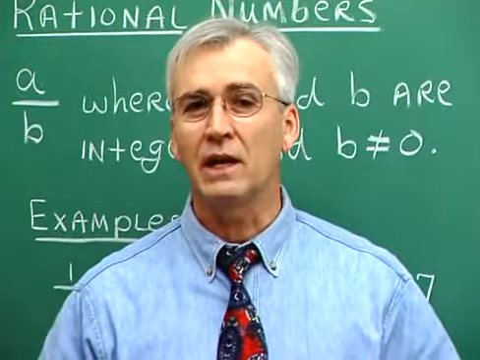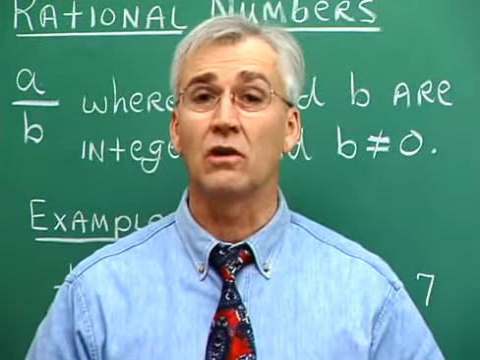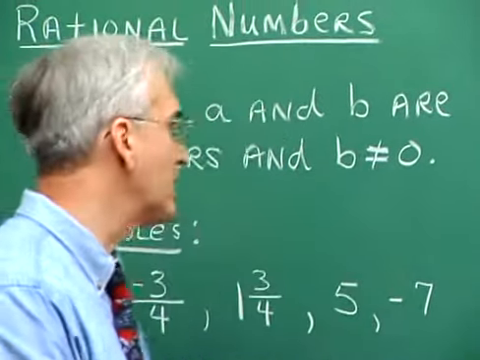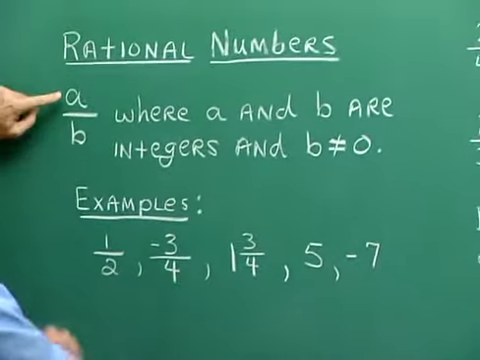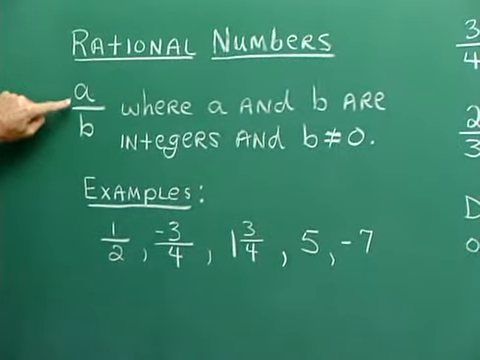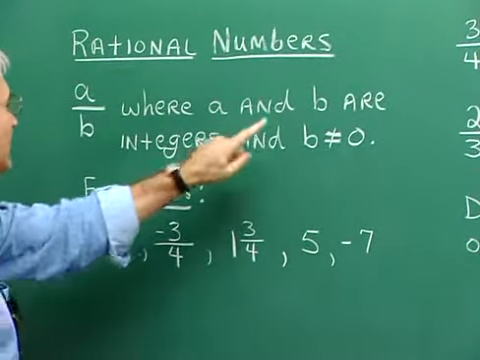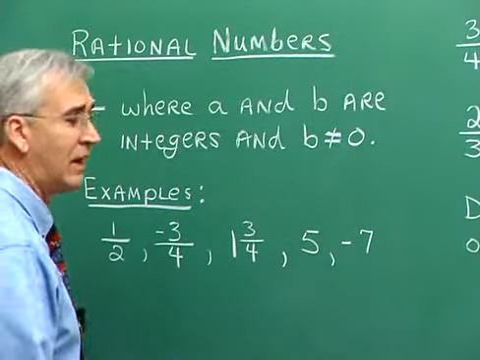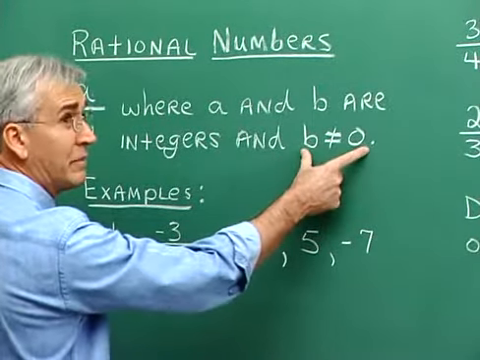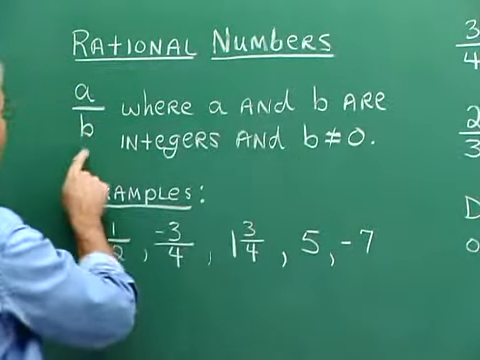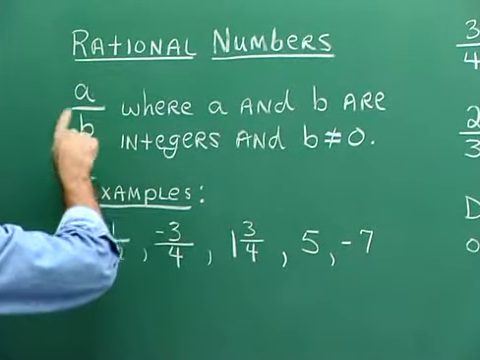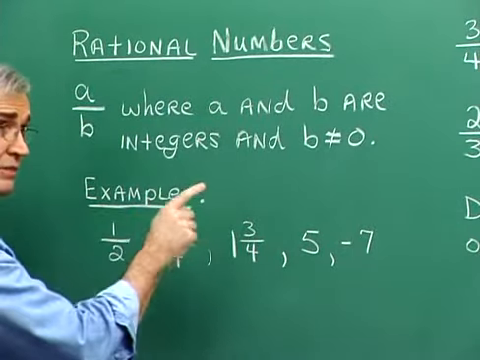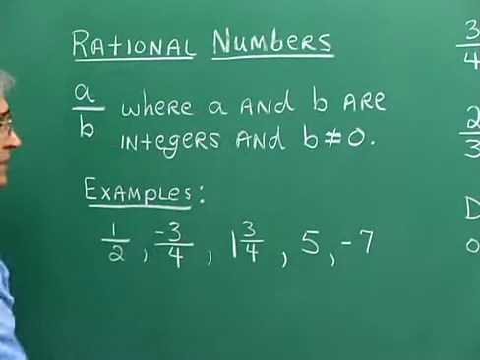Numbers which can be placed into the form of a fraction are called rational numbers. And a formal definition looks like this. Rational numbers are numbers that can be put into the form a over b, where a and b are integers and b is not equal to 0. Now, think about why b cannot be equal to 0. Remember, we said that if a denominator is 0, then the fraction is undefined. So to avoid that situation, we restrict b to values other than 0.